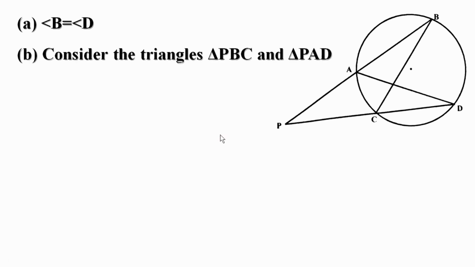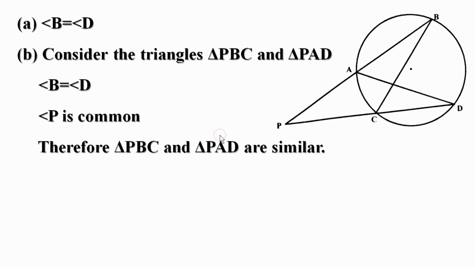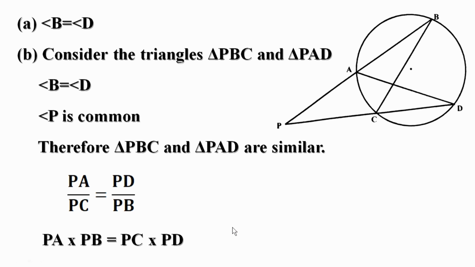Let us consider the triangles, triangle PBC and triangle PAD. In these triangles, angle B equal to angle D, and angle P is common for both the triangles. Since two angles of triangle PBC are equal to two angles of triangle PAD, the triangles are similar. When the triangles are similar, the sides are proportional. Therefore, PA by PC equal to PD by PB. Now cross multiplying, we will get PA into PB equal to PC into PD.